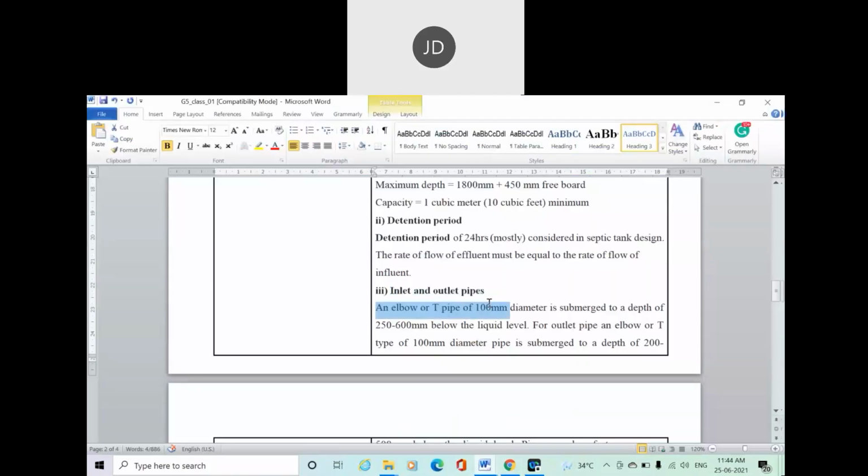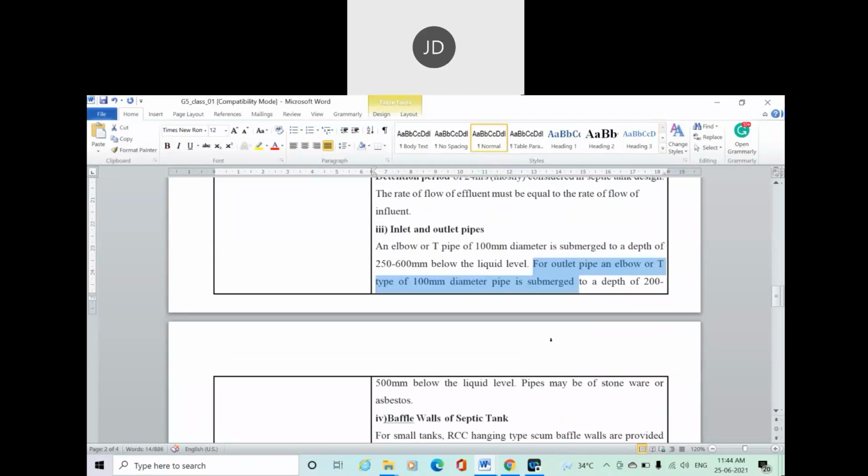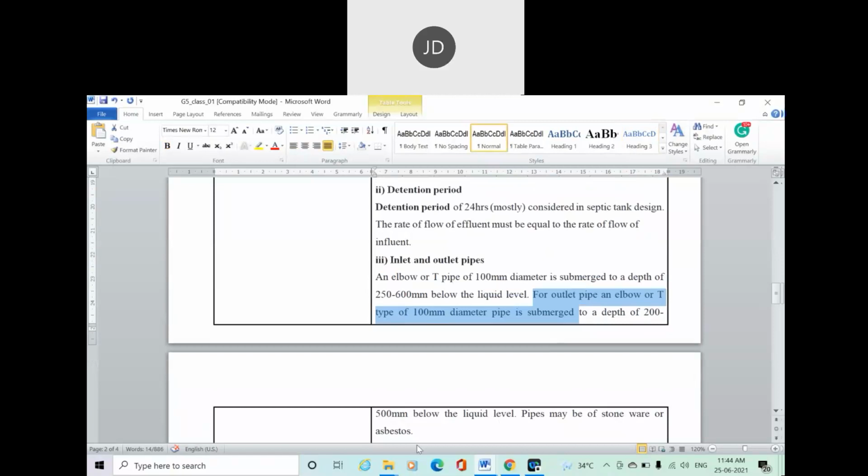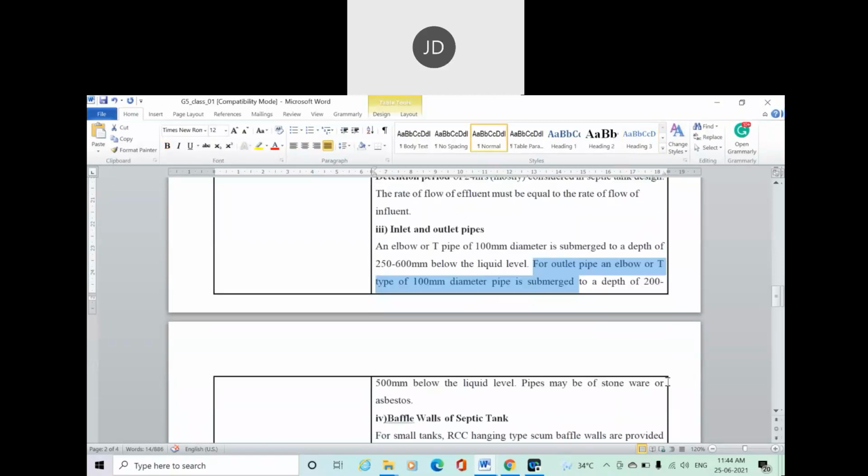So an elbow or T pipe of 100 millimeter diameter is submerged into a depth of 250 to 600 millimeter below the liquid level, for the inlet. And for the outlet pipe, an elbow or a T type of 100 millimeter diameter pipe is submerged to a depth of 200 to 500 millimeter below the liquid level. Pipes may be of stoneware or asbestos quality.